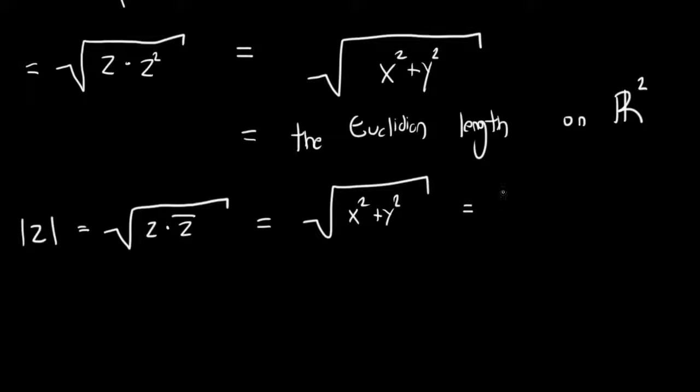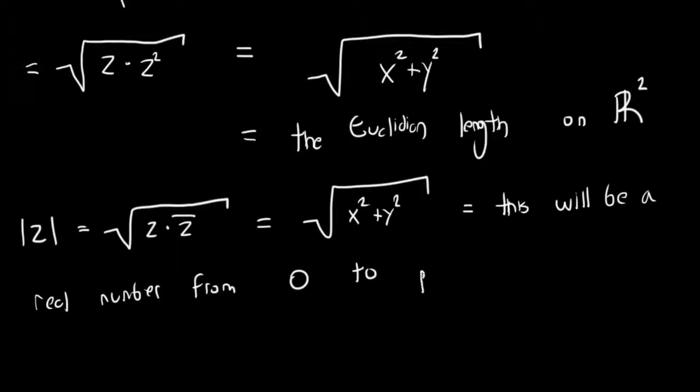So let's go ahead and write out here: this will be a real number from 0 to the point xy. Whoops, not the z, get rid of the z. Where we know that xy is z.